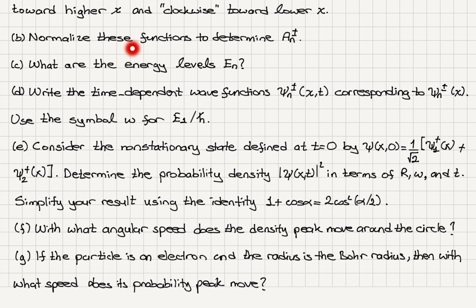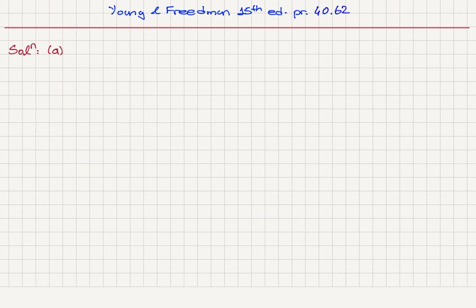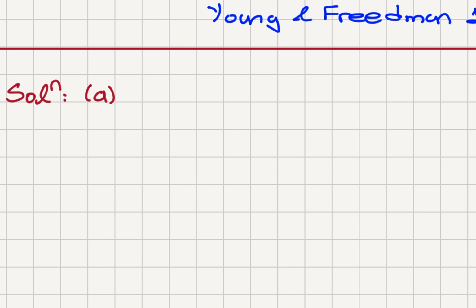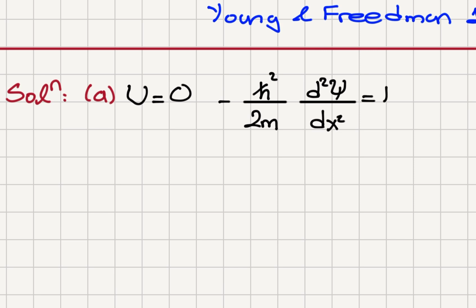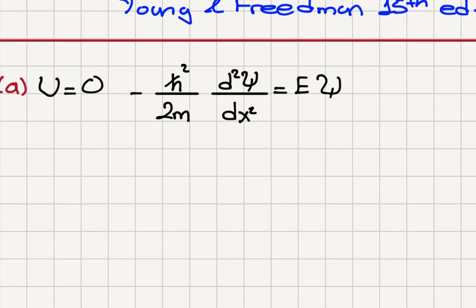Part B, normalize these functions to determine a sub n plus and minus, and part C, what are the energy levels E sub n. So we're going to start with writing the time-independent Schrödinger equation for a free particle, noting that the potential energy is 0. The time-independent Schrödinger equation is minus h bar squared divided by 2m, second derivative of the wave function d squared psi dx squared, is equal to energy times psi.